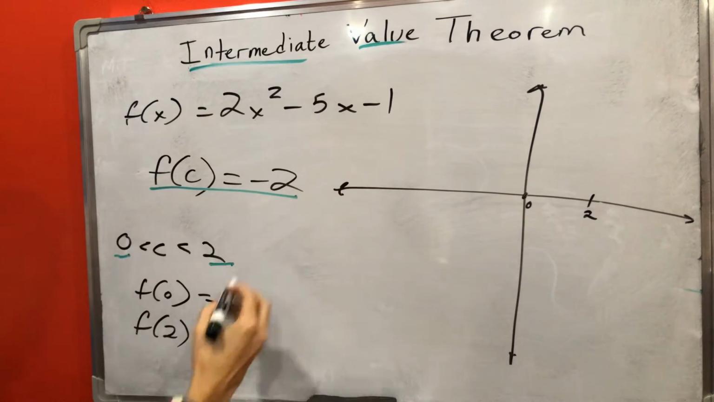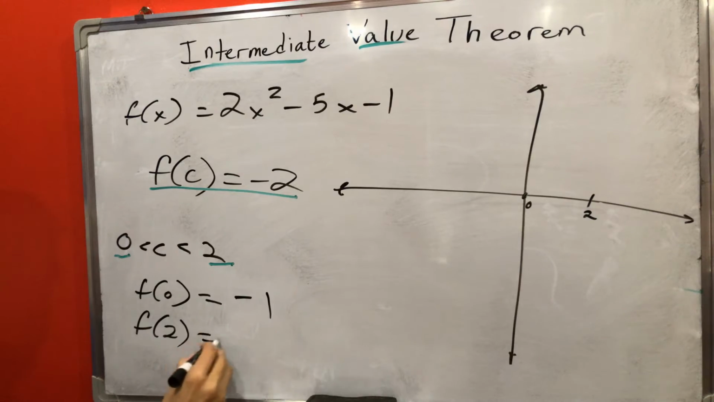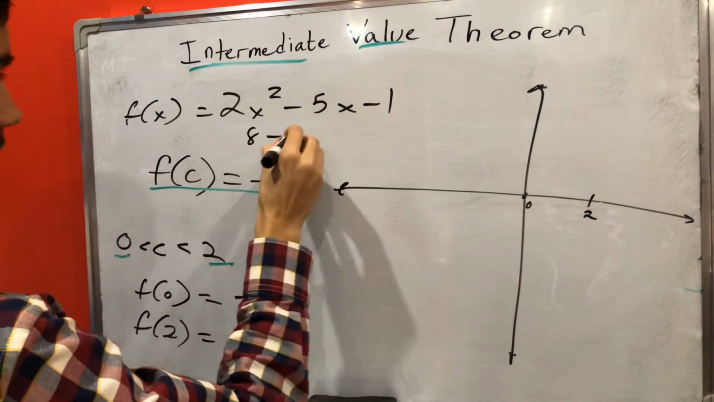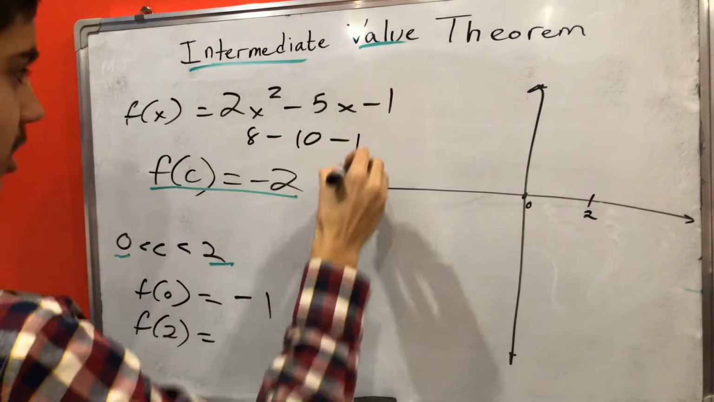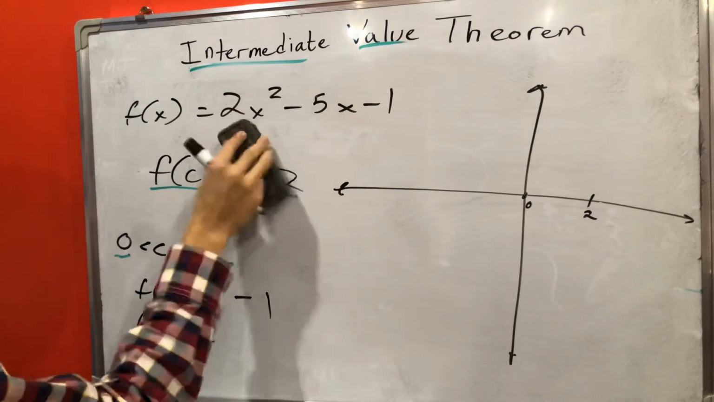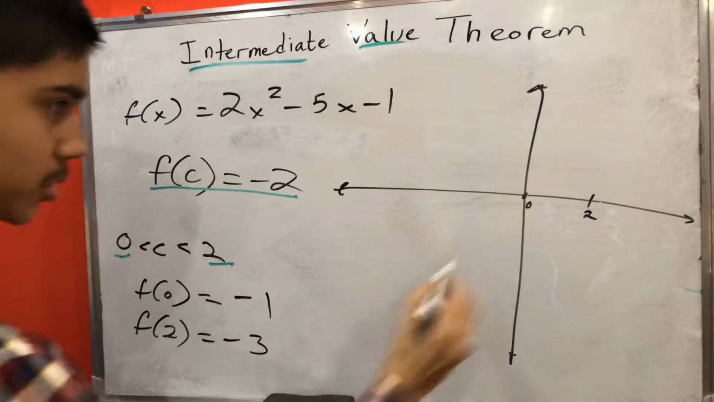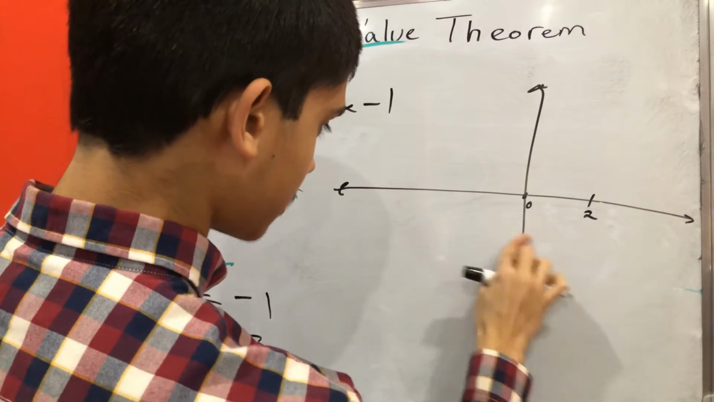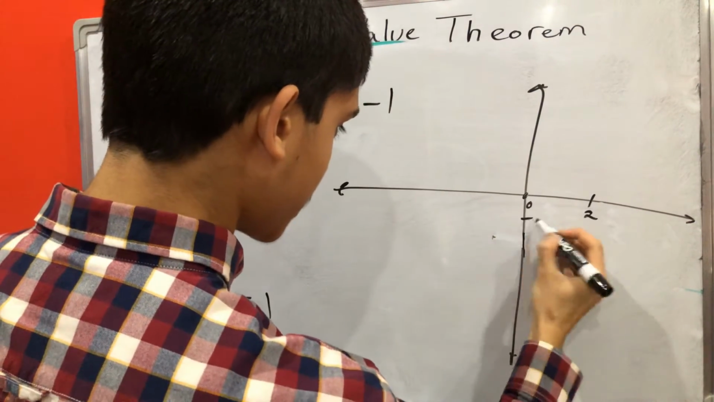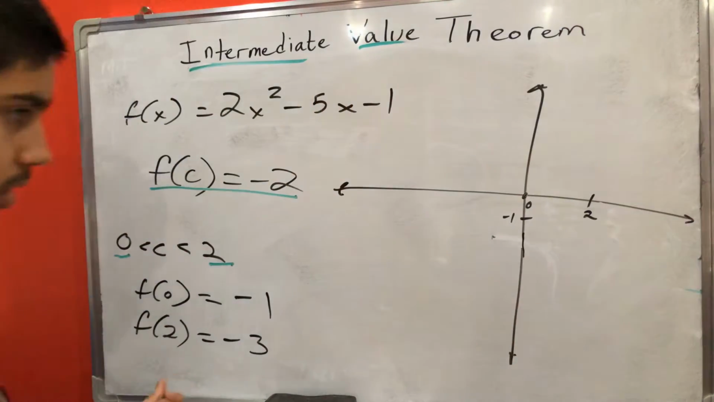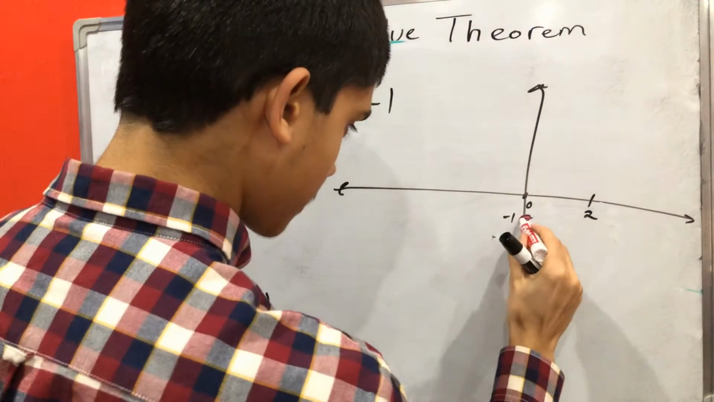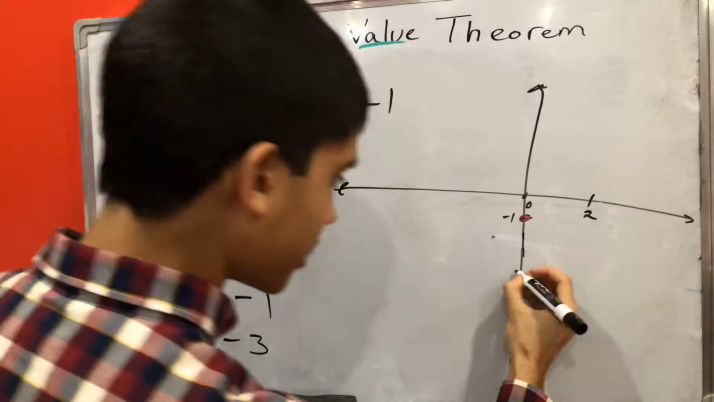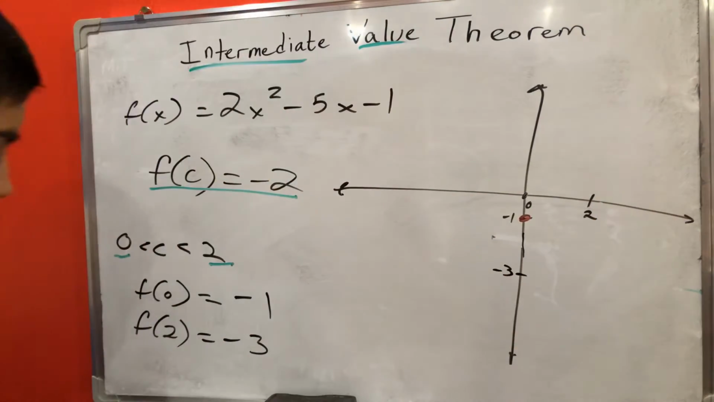So f of 0 is just negative 1. F of 2, that's going to be 8 minus 10 minus 1, which is negative 3. So you see f of 0 is negative 1. Negative 1 is about here. So we will graph this, and we'll see that 2 goes to negative 3.